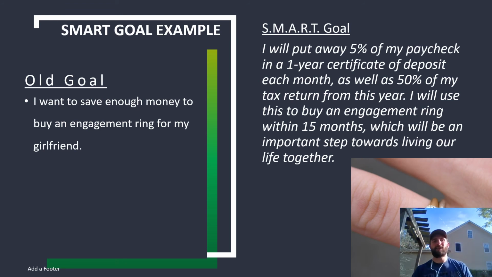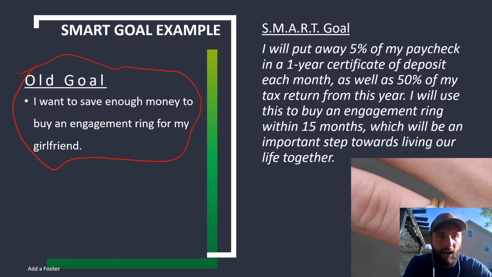All right, so here's an example of a SMART goal. This was actually one that was personal for me. This was one that I set up for myself, and I actually followed this last year. So my old goal was to say I want to save enough money to buy an engagement ring for my girlfriend. Those things are expensive, just so you know. But that's pretty vague. We don't know how much I'm willing to spend, and we don't know how I'm going to get there, and we don't know when I want to get there by.